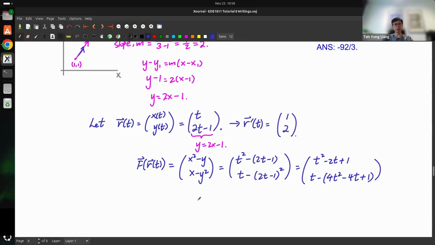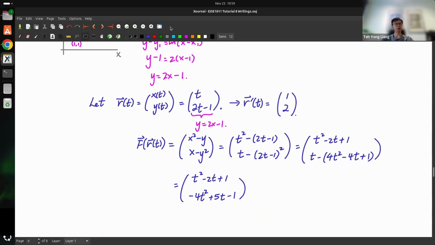Okay, so maybe just a final simplification. So this guy is going to give me minus 3. Oh, sorry, it should be minus 4t squared. Then I have, this is minus, so it becomes plus. So actually it's plus 5t minus 1. Is that okay? So this will be my F in terms of the parameterized r of t.